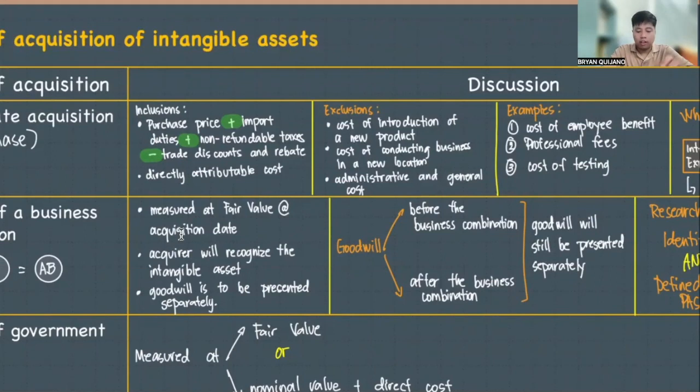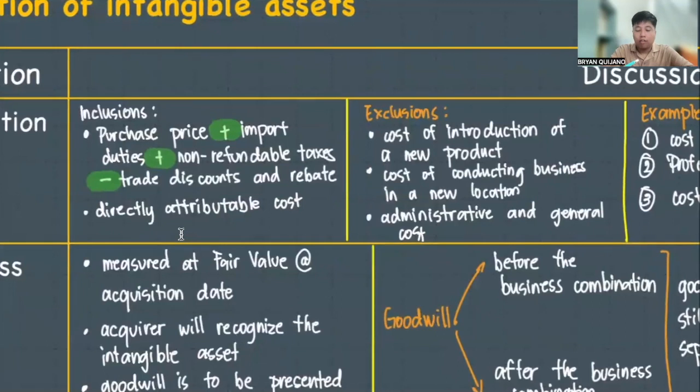For the inclusions, we have here the purchase price plus import duties plus non-refundable taxes. Then you are going to deduct the trade discounts and rebates. Then you should also include any directly attributable cost from the purchase of that intangible asset. For the exclusion, let's say we're going to introduce a new product or conduct business in a new location, and any administrative and general cost, all of those costs will be excluded as part of the acquisition cost or as part of the intangible asset.